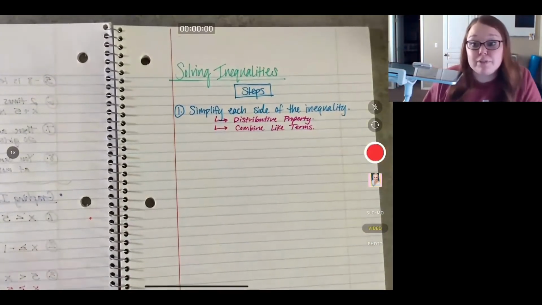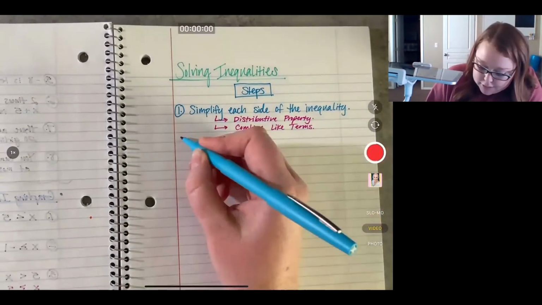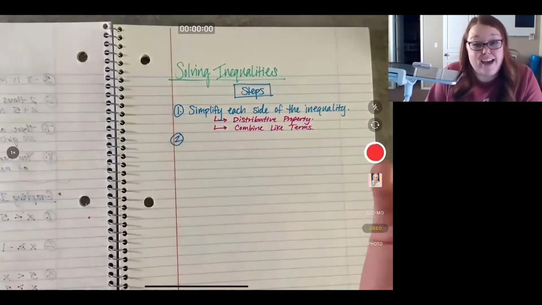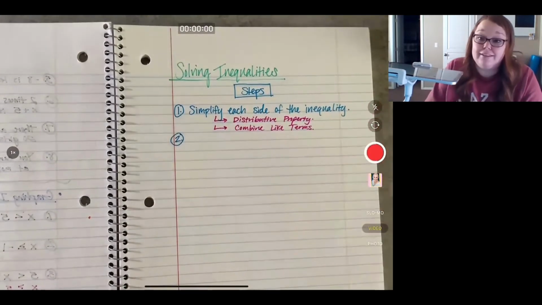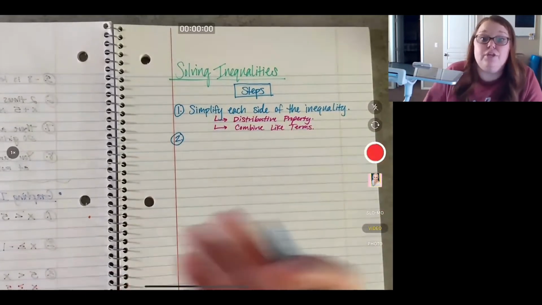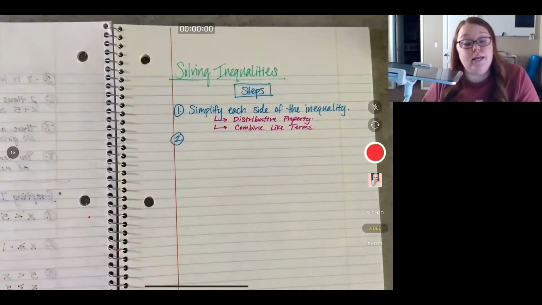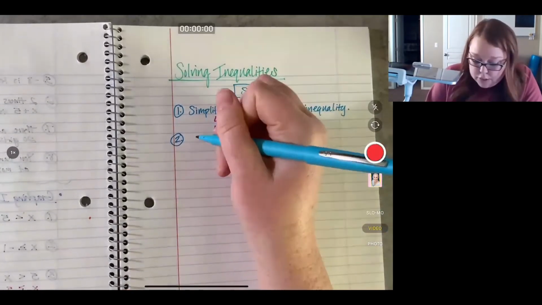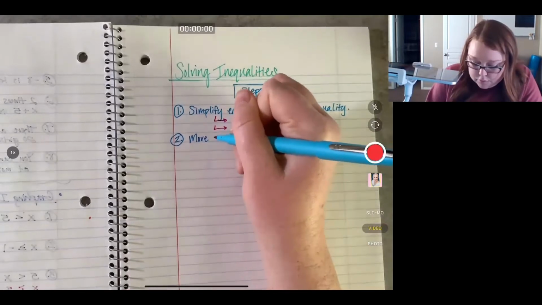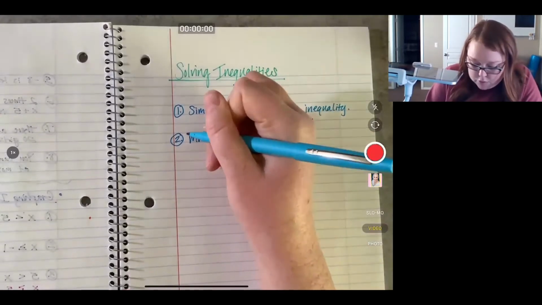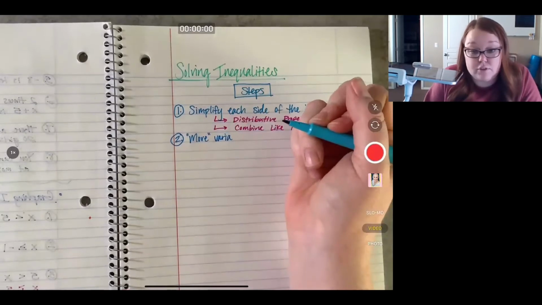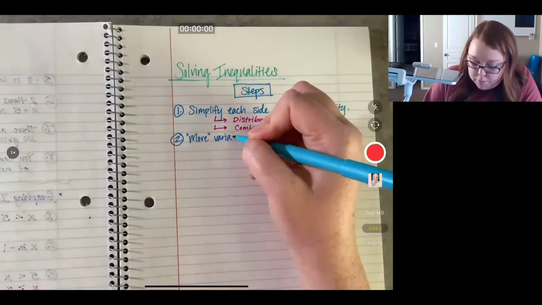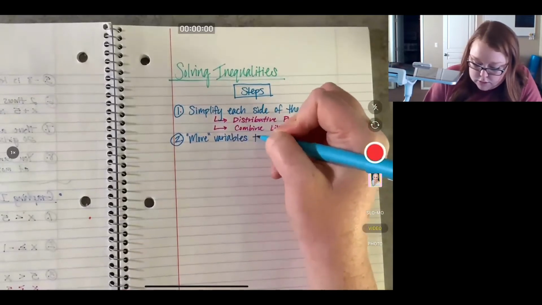After everything's simplified and cleaned up, that's where you get into step 2, okay, which would be the same process as for equations. After you simplify, what do you do? You start moving your variables, right? So you get all your variables to one side, get everything else to the other side. So that's going to be step 2, is move variables. And I'm using move very loosely. Obviously, you have to use inverse operations to move them, okay? Move variables to one side.